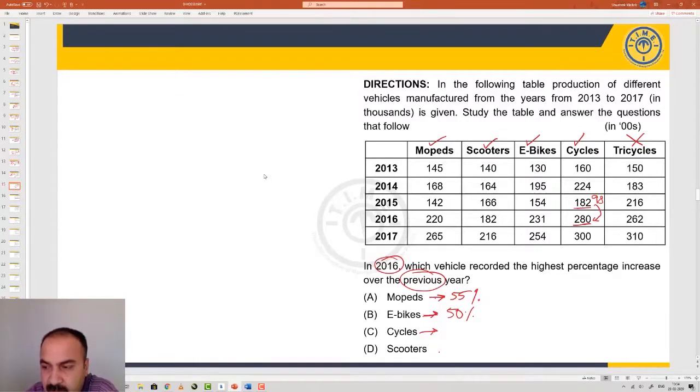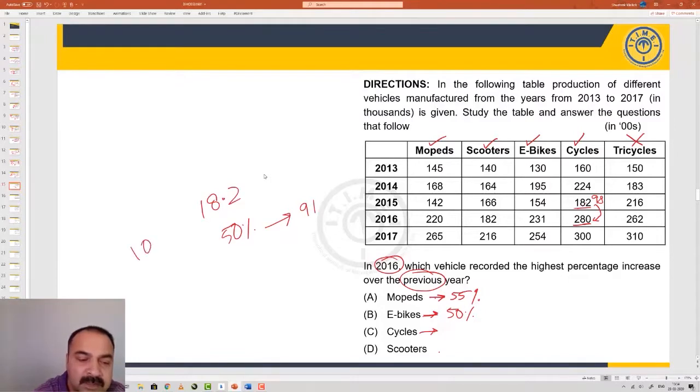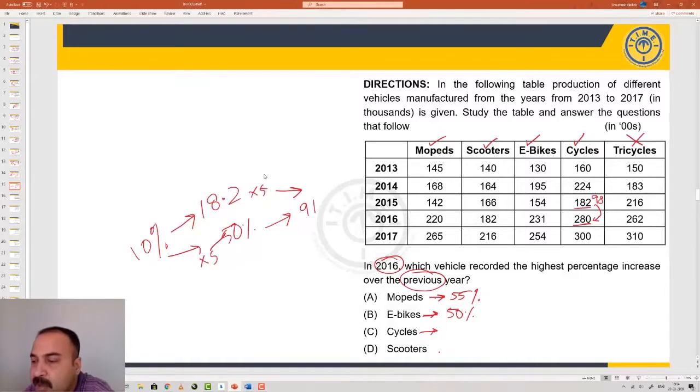182 is 100%. So 18.2 is 10%. 18.2 fives are... So 18 fives are would give you a number. 10 fives are 50, 8 fives are 40, 90, and 0.2 fives are will give you 1. So you reach 91. So 50% will give you 91 because 18.2 was your 10%. So 10 fives are 50, 18.2 fives are 91. But do you want to go to 91? You want to go to 98. So you want to go further by 7.